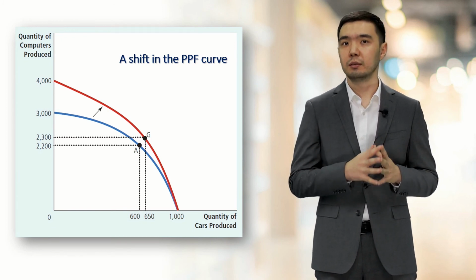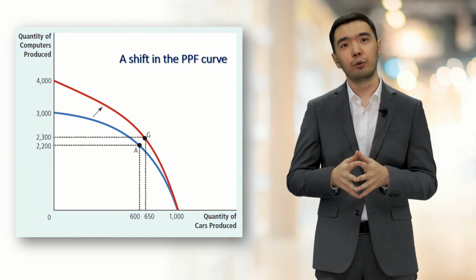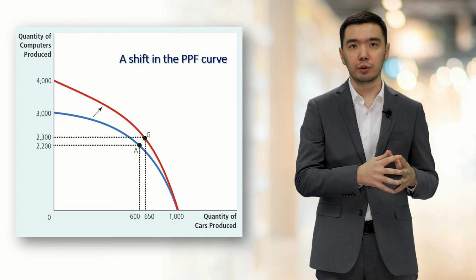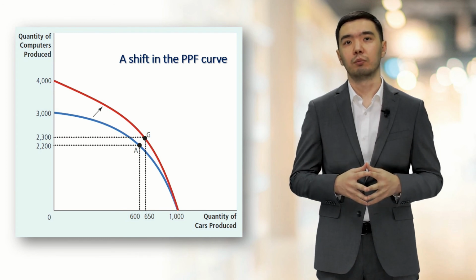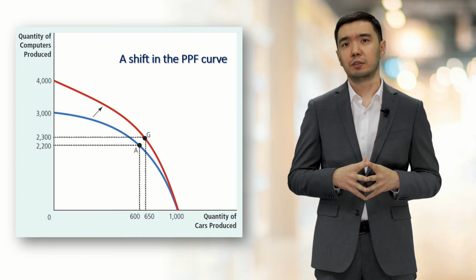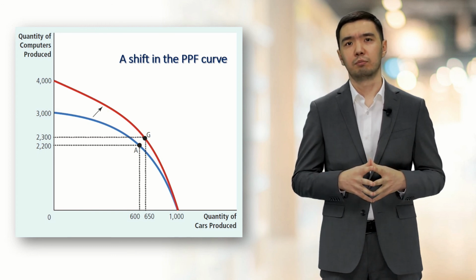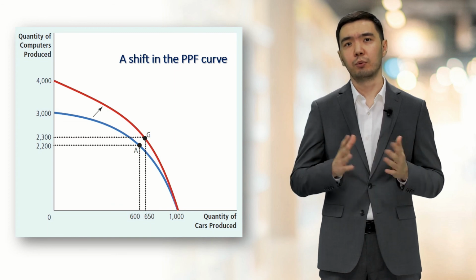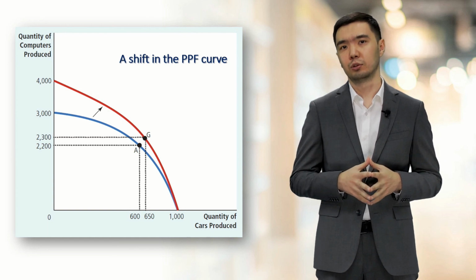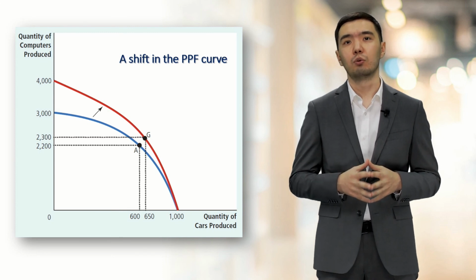If the economy doesn't produce any computers, it can still produce 1,000 cars. So one endpoint of the curve stays the same. But if the economy devotes some of its resources to the computer industry, it will produce more computers from those resources. As a result, the curve shifts outward. This figure illustrates what happens when the economy grows. Society can move production from a point on the old frontier to a point on the new frontier. Which point it chooses depends on its preferences for the two goods. In this example, society moves from point A to point G, enjoying more computers and more cars.